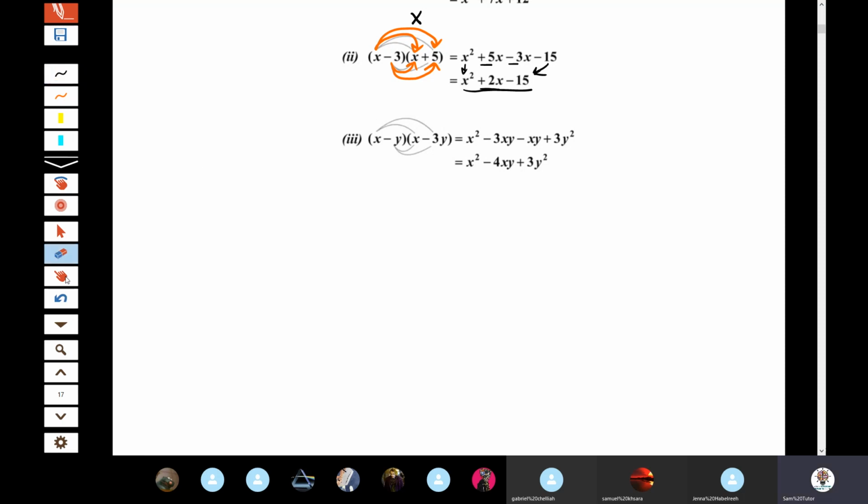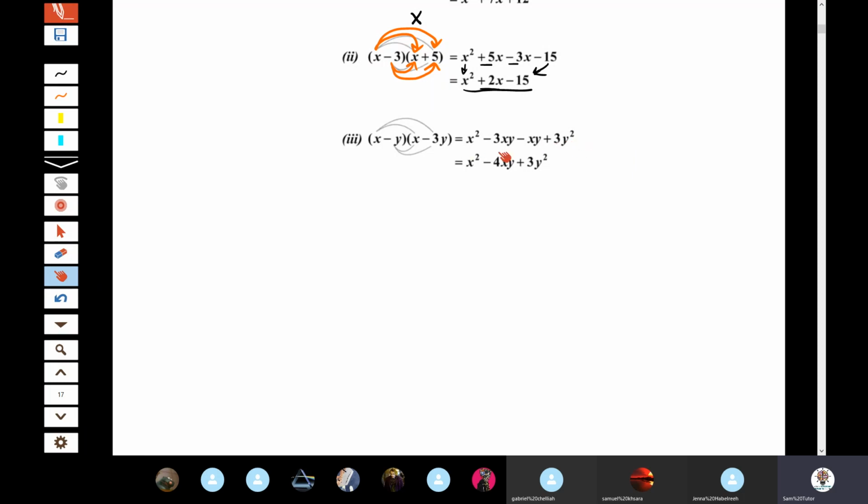Again, have a look at it. X take away y, multiplied by x take away 3y. X times x, x squared. X times negative 3y is negative 3xy, and a negative because there's a negative there. Next one is negative y times x, negative xy, and a negative becomes a positive. Y times 3y, well, y and y becomes y squared, so it becomes positive 3y squared.